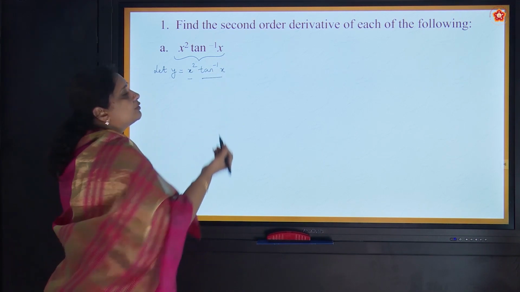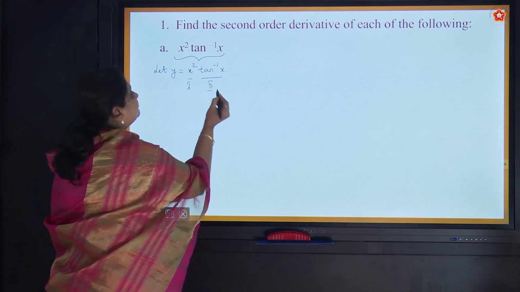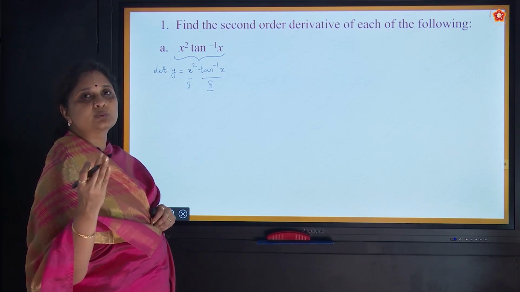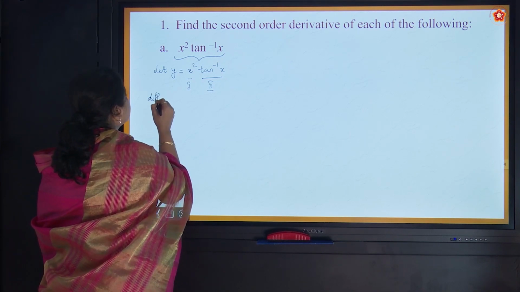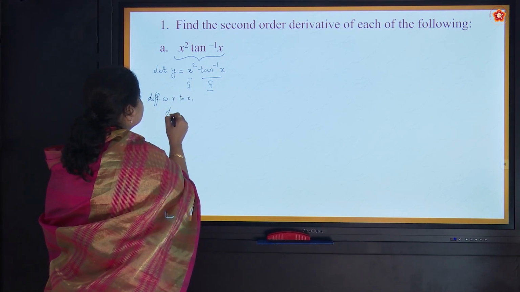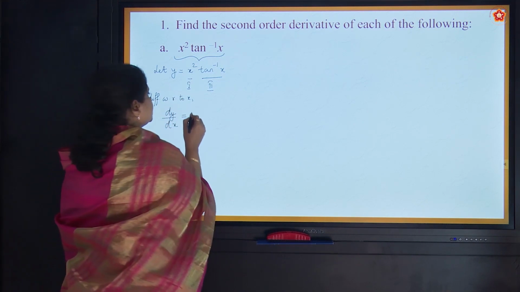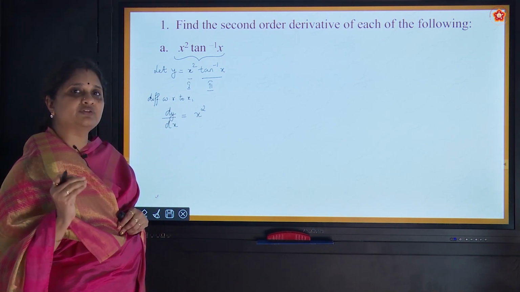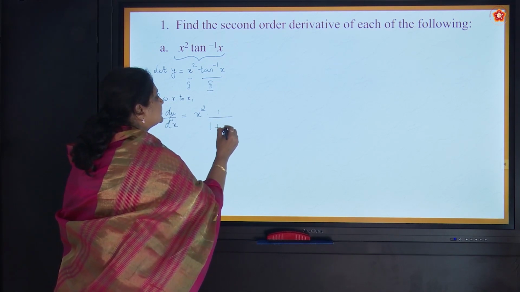Now, this is a product of two functions, right? The first function is an algebraic function. The second function is an inverse trigonometric function. So, it's the product rule that we are supposed to use here. So, let's differentiate with respect to x. What do we get? Y on differentiation gives you dy by dx is equal to the first function to remain unaltered, second function to be differentiated. Tan inverse of x on differentiation will give you 1 by 1 plus x squared.